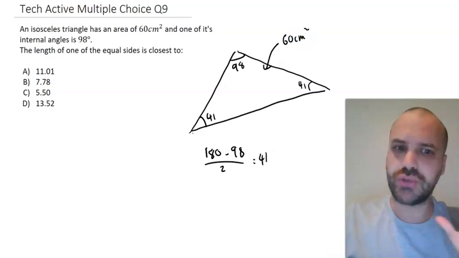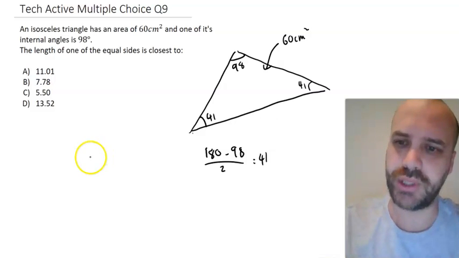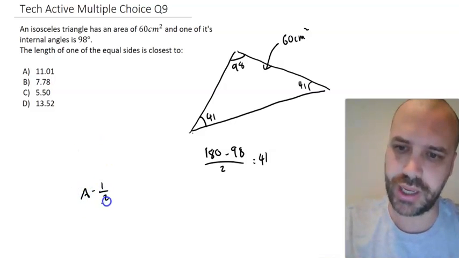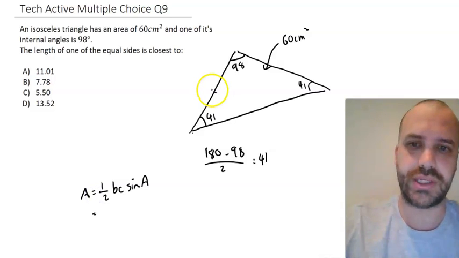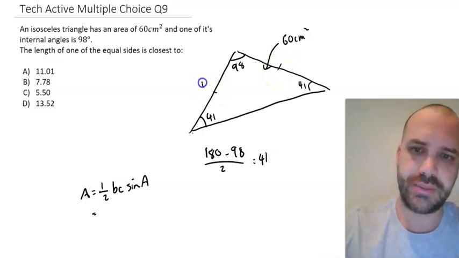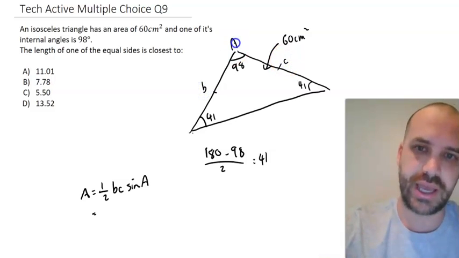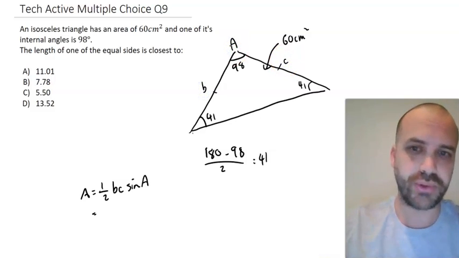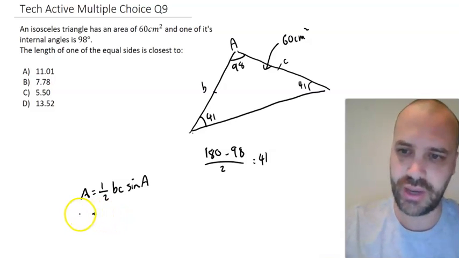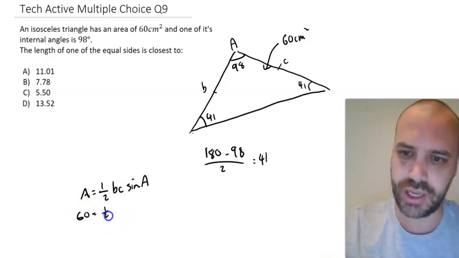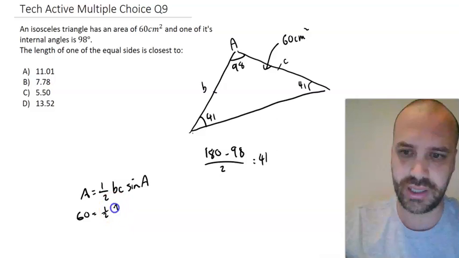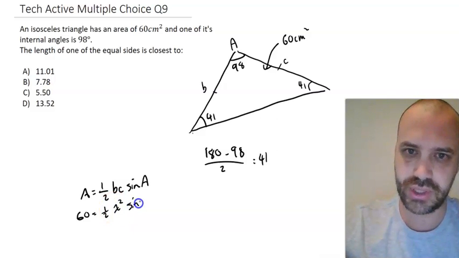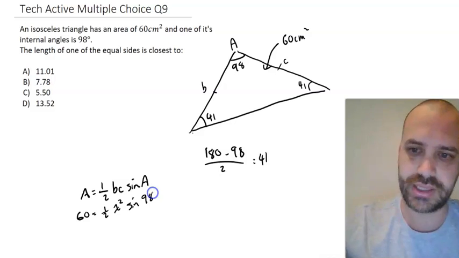All right, this should remind us of a formula, and that formula is area equals 1/2 bc sine A. Okay, it's an isosceles triangle. These lengths are the same. This is b length, this is c length, and this is angle A here. So I can put all of this in now with area is equal to 60 equals 1/2. b and c are the same, so let's make it x times x, in other words, x squared, sine 98 is our angle.